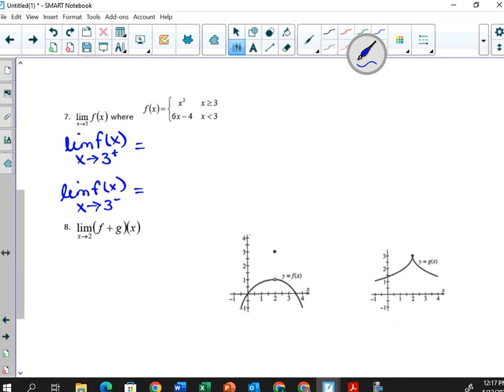So then you have to pick my piecewise here. Which piece do you think is talking about values from the right of 3? The top one. If we're on the right side of 3, are those numbers bigger or smaller? Bigger, so it's the top piece. So when I plug 3 into this top piece, what do I get? 9. And then from the left, which piece will I use? The bottom. Plug 3 into that, and what do we get? 14.